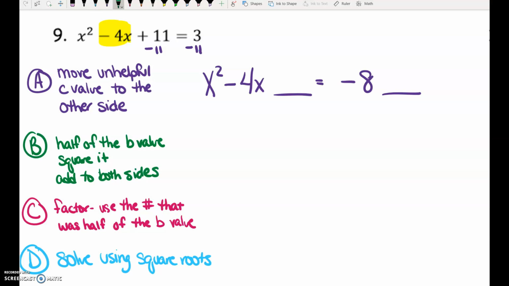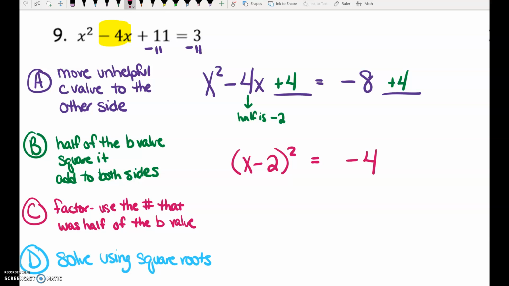Then step B is take half of the b value. So take half of negative 4 and then square it and add that number to both sides. Step C is to factor the left side. This is now a perfect square trinomial. So half of that middle number, that negative 2, that's how you factor it into a binomial squared. And on the right side, negative 8 plus 4 is negative 4.